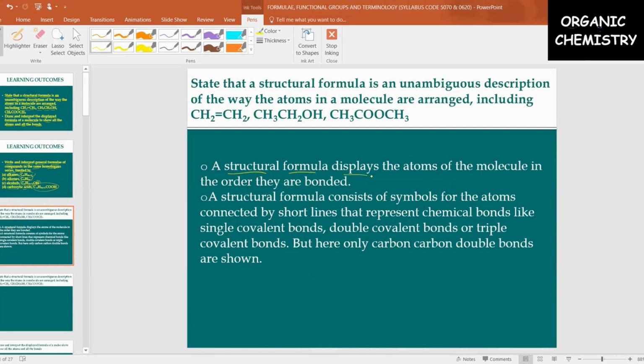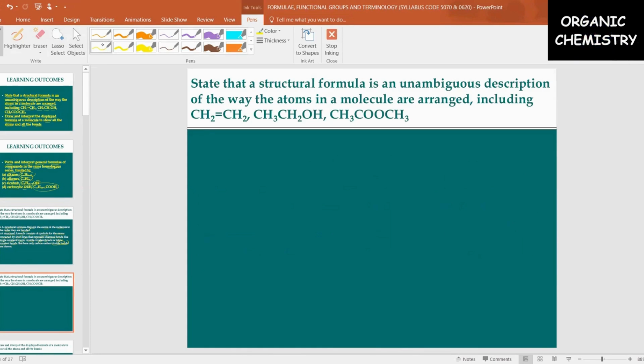A structure formula displays the atoms of the molecule in the order they are bonded. Now the structure formula shows the order of the arrangement of atoms in a molecule. A structure formula consists of symbols for the atoms connected by short lines that represent chemical bonds like single covalent bonds, double covalent bonds, or triple covalent bonds. But here we are going to show only double covalent bonds. Here is an example.